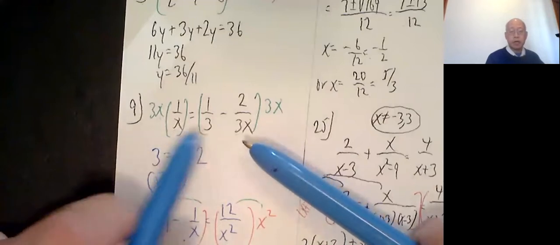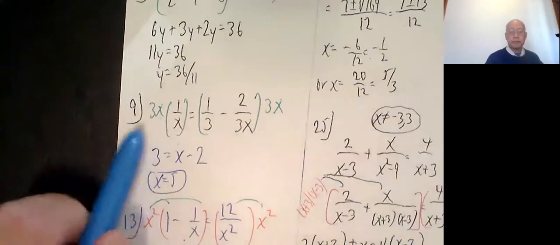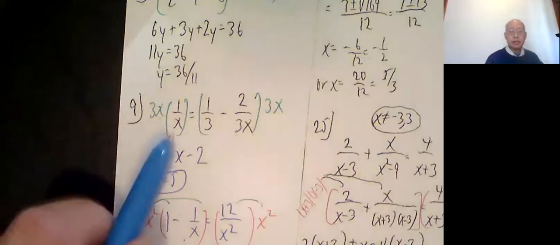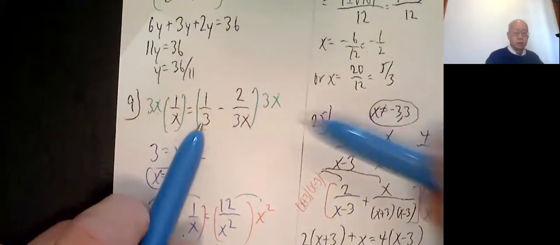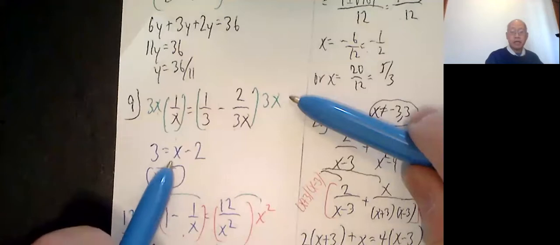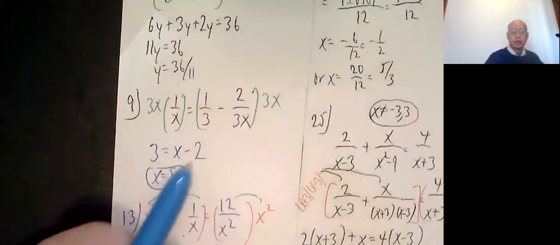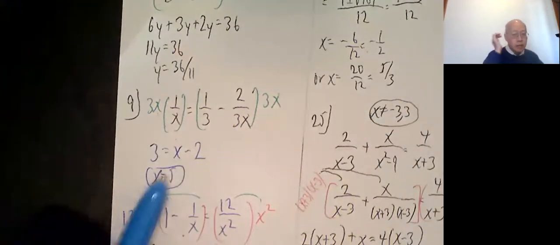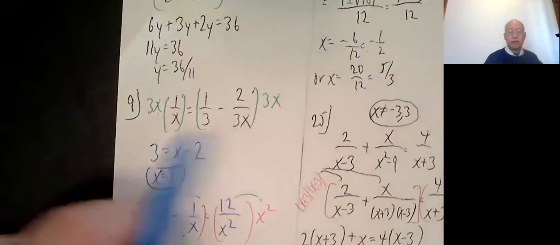Okay, then I'll multiply both sides by the common denominator, which is 3x. And here, x cancels, giving me 3. Here, 3 cancels, giving me x. Here, the whole thing cancels, giving me 2. So that's very easy. Add 2, x is 5. And 5 is okay.